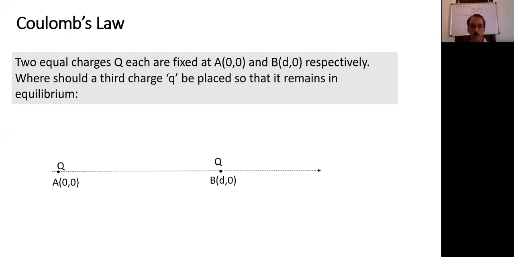Now let's do one more then. Again, I'll give 2-3 minutes. All of you try. All of you can read the question. No need for me to read out. Everybody can read clearly from the screen. And the figure also is given here. Where should a third charge small q be placed so that it remains in equilibrium? How would we solve this question?